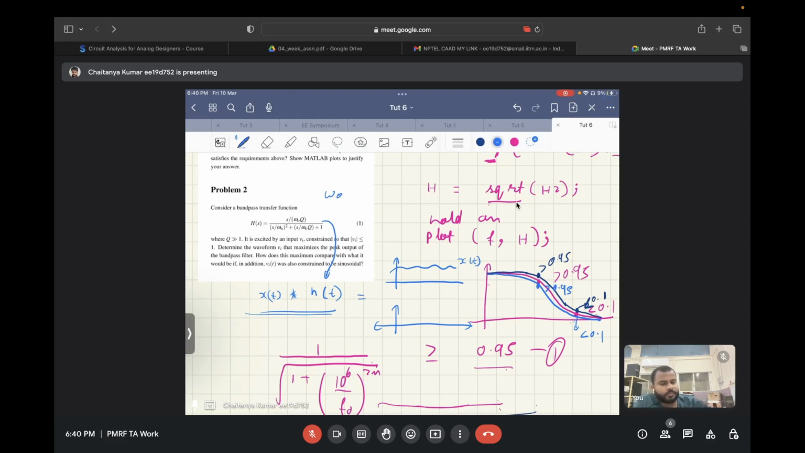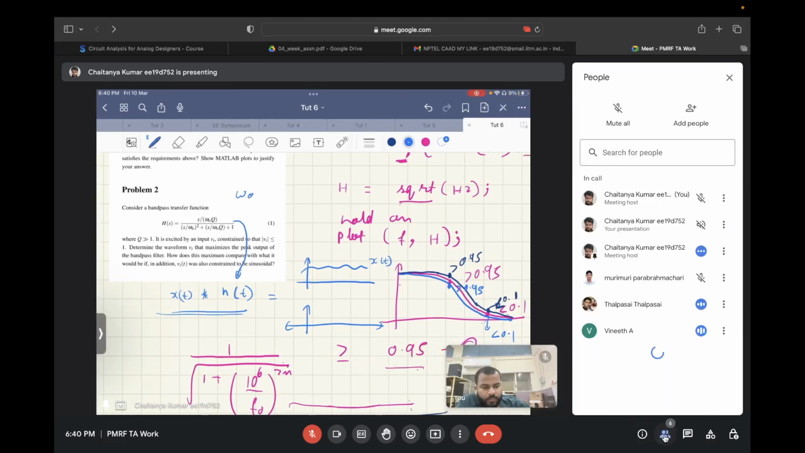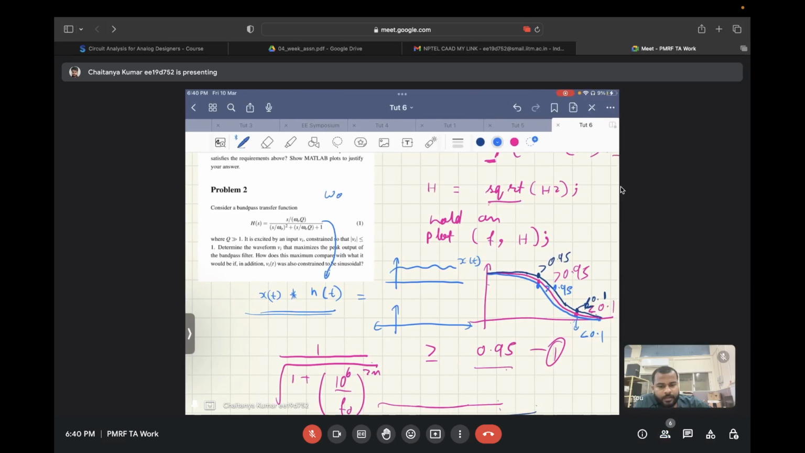While working on this, it may not be clear which waveform we should choose for x of t to get the peak output. You have to find the inverse function of this. Is there any straightforward way to approach it? Because you're trying to find the maximum of x of t convolved with h of t in the time domain.